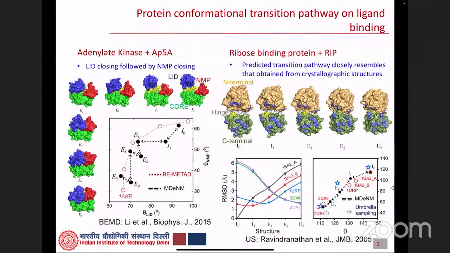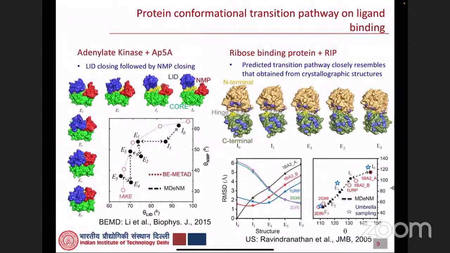Now on the right hand side, I am showing you the comparison of intermediates we had identified for the ribose binding protein. So we compare our intermediates against crystallographic structures in terms of RMSD. I'm also showing on the right the path tracked by these crystallographic structures, as well as the path tracked by umbrella sampling simulations taken from Ravindranathan and co-workers. Again, the set of intermediates we are predicting match very well with other more detailed, more expensive simulation techniques, as well as whatever crystallographic structure data was available.